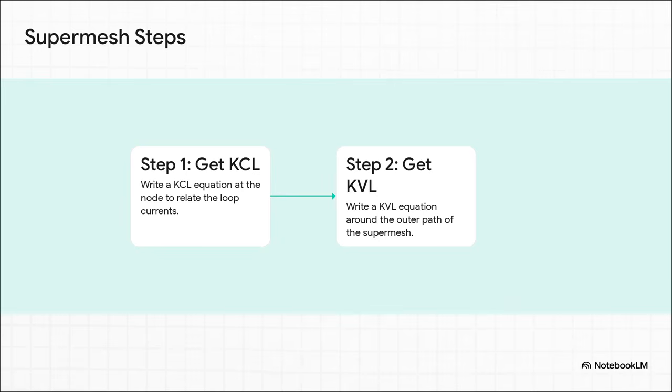First, you get one equation from that problem source you ignored. You use a different rule, Kirchhoff's current law, KCL, to write a really simple equation that connects your two loop currents to that source. Something like I2 minus I1 equals 2 amps. Boom, that's equation number one. For your second equation, you just walk around the big outer path of that giant supermesh and write one KVL equation. And there you have it. Two equations, two unknowns, problem solved.